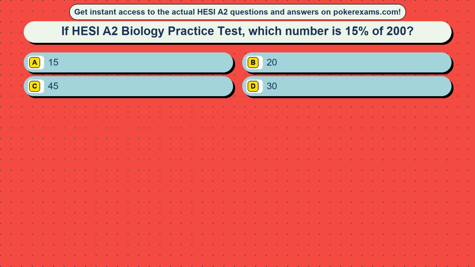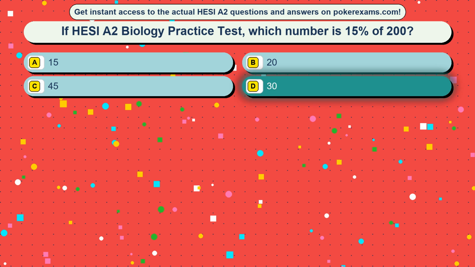Question 30. HESI A2 Biology practice test, which number is 15% of 200? Option A, 15. Option B, 20. Option C, 45. Option D, 30. The correct answer is option D, 30.